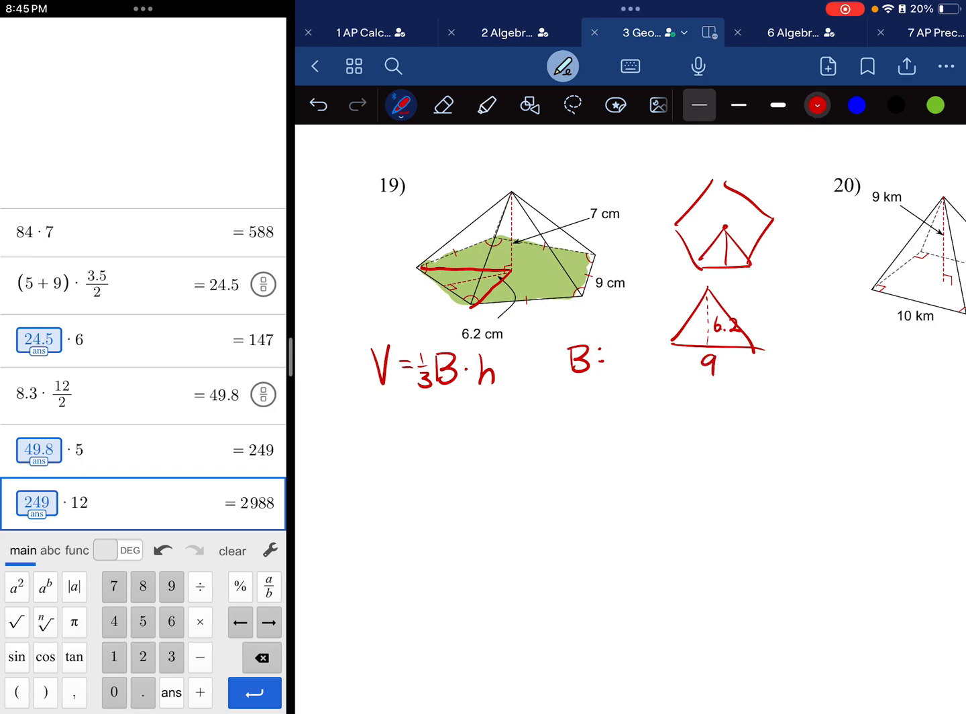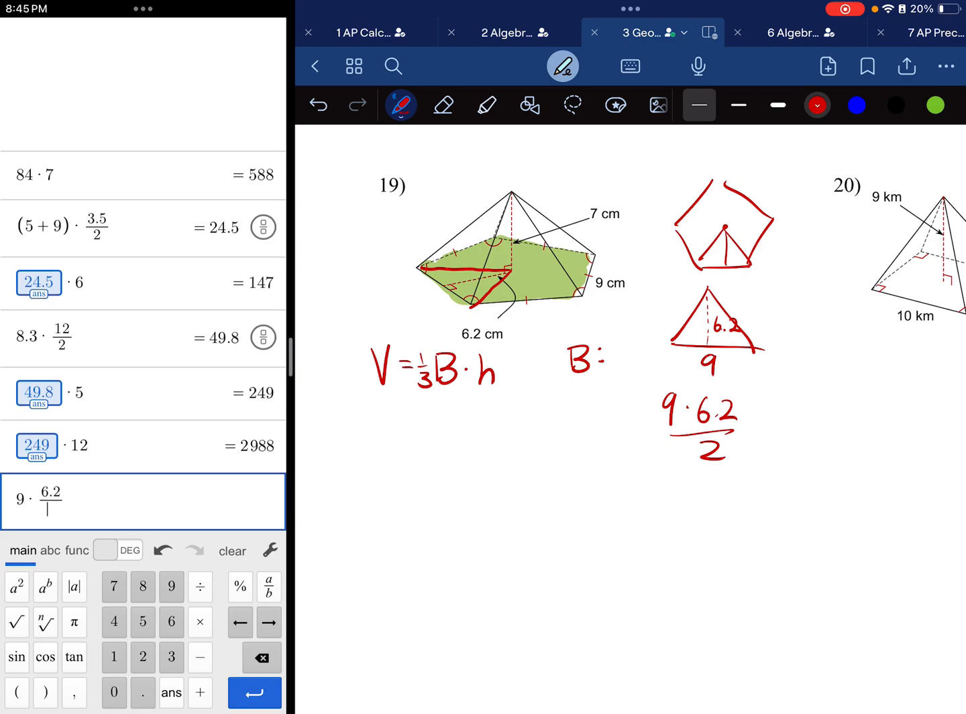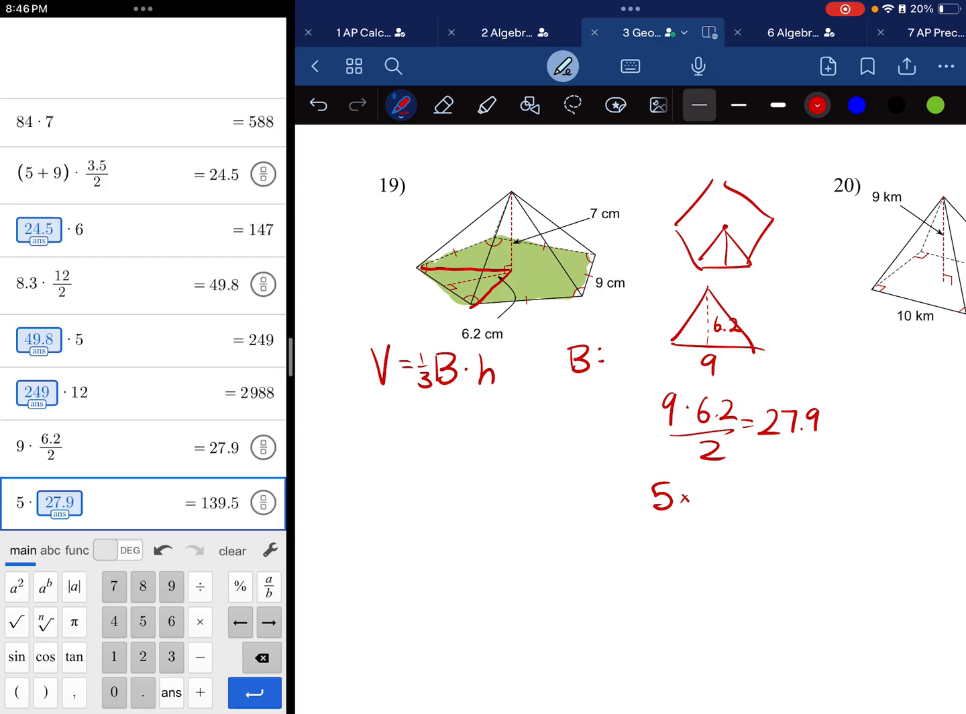So the area of this triangle is base times height, all divided by 2. So what do we have here? 9 times 6.2, and then divided by 2. The area of that triangle is equal to 27.9. How many of those triangles do we have? Again, this is a pentagon, meaning 5. So I have 5 of those triangles, and that's going to be 5 times our answer, which is going to be 27.9, and this is going to be 139.5.